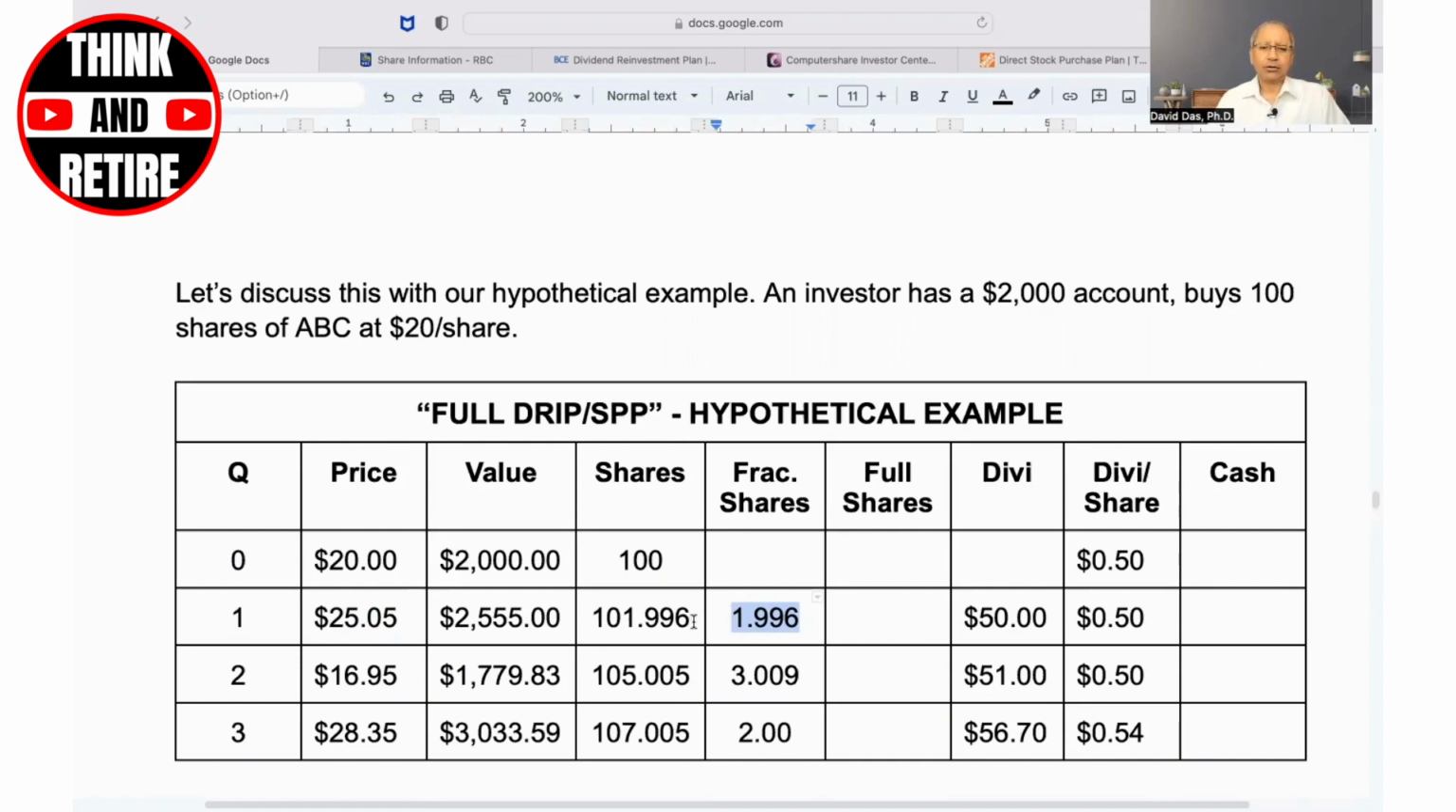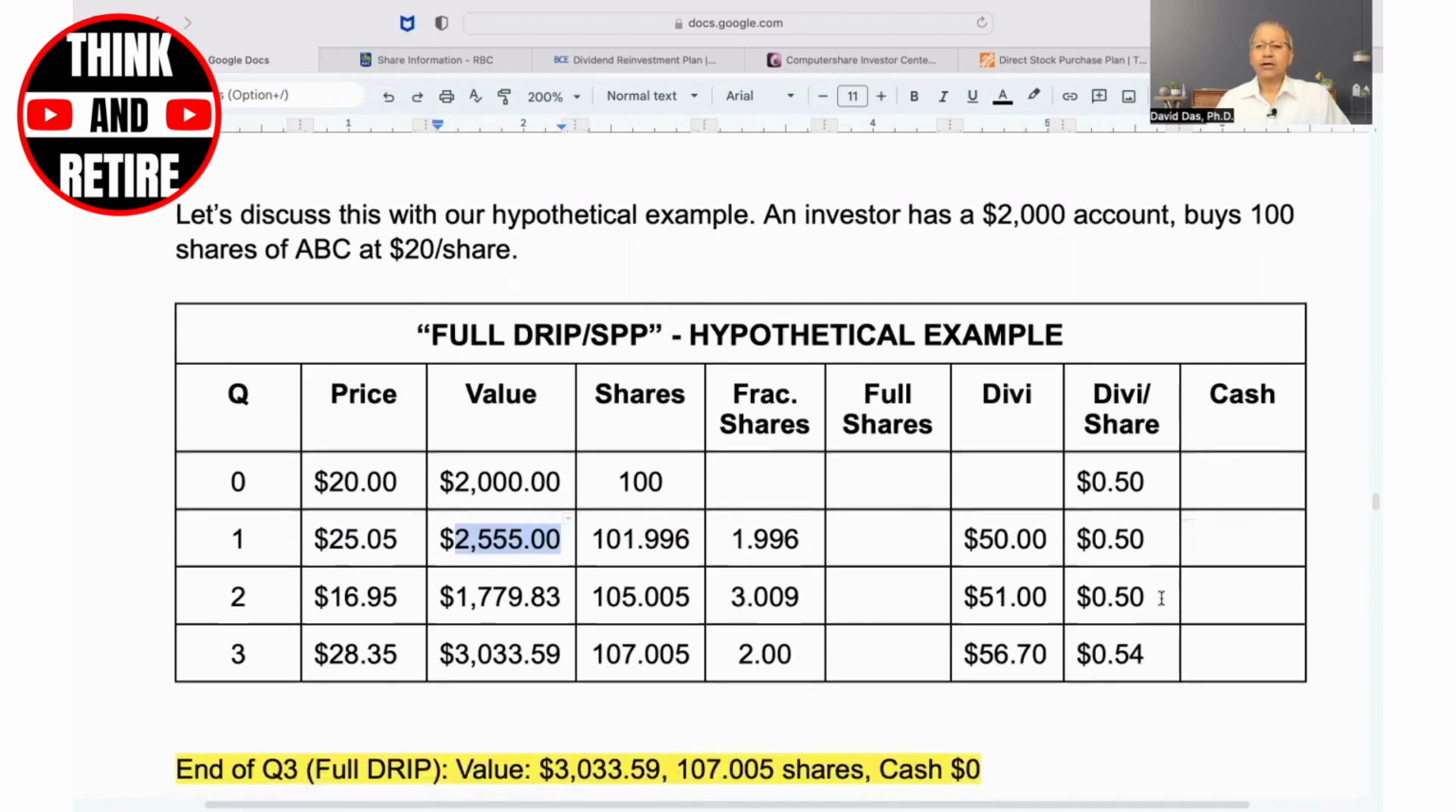So at the end of quarter one, the number of shares will be 100 shares from before and 1.996, which is 101.996. So the value of the portfolio will be this times 25.05, which will be $2,555. Moving on to quarter number two, the company has declared a dividend of 50 cents. Now with 101.996 shares, the amount of dividend will be $51.